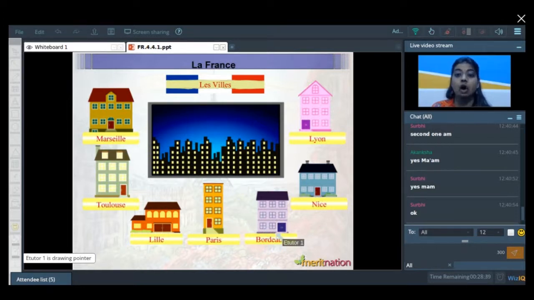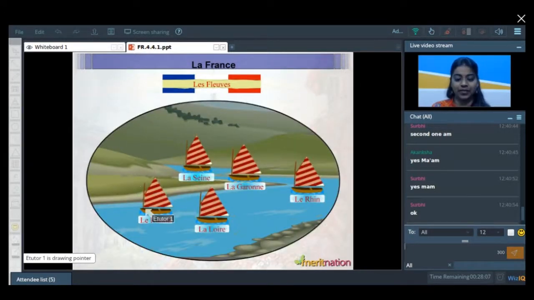Paris. Bordeaux. Nice. Lyon. Okay, these are the cities of France: Lyon, Nice, Bordeaux, Paris, Lille, Toulouse, Marseille. Right? Okay, so please learn all these cities of France.